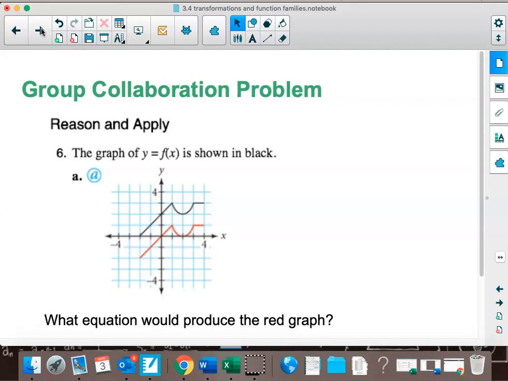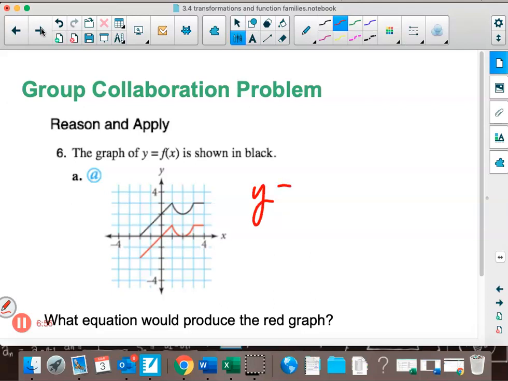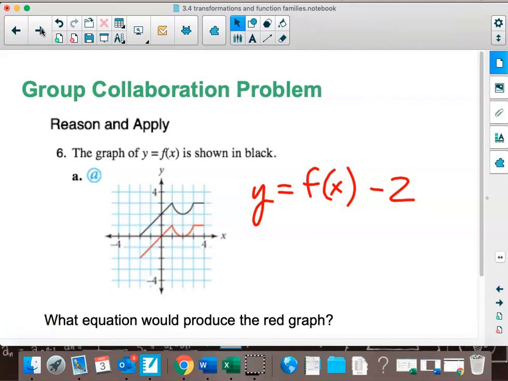Shifted down 2, subtracted 2 from the y. I love it. All those answers are correct. So yes, our new equation would be f of x, whatever that is, minus 2. Just bringing it down 2. How's that? Is that okay? All right. So that's done.